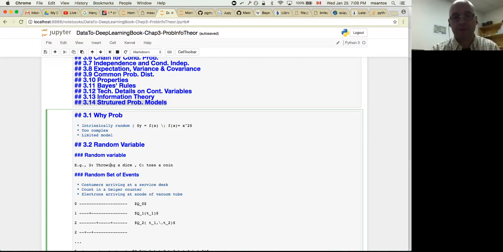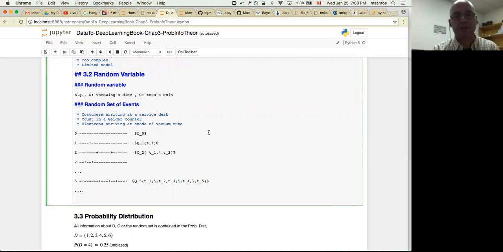Examples would be throwing dice or tossing a coin. More elaborate examples would be a random set of events, which is the queuing problem. Imagine this is a full day, so a big interval of time. It could be that nobody comes. It could be that only one comes. It could be that two come with this interval between them, or two come with this other interval and at this other time. It could be that five come, and so on and so forth. So this is another type of random process that could happen, and probability is the way to describe it.